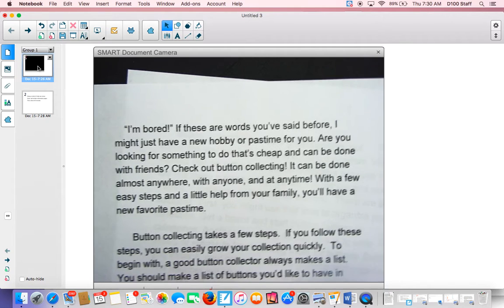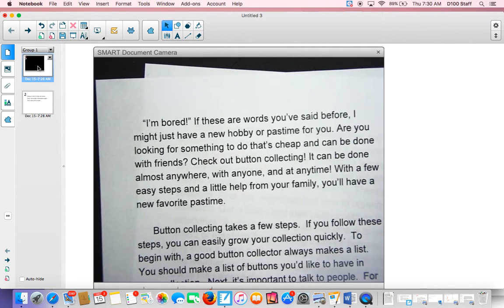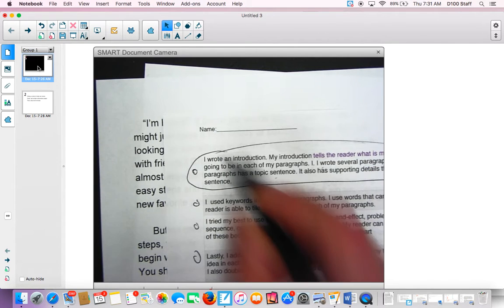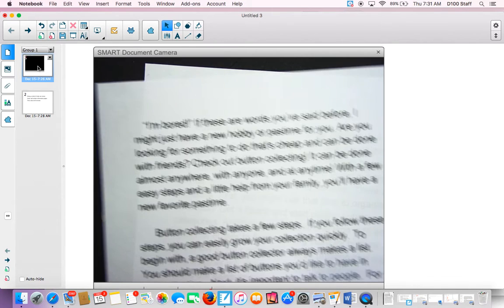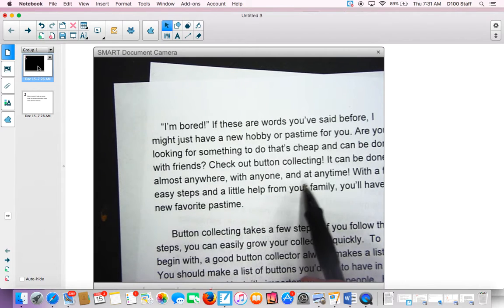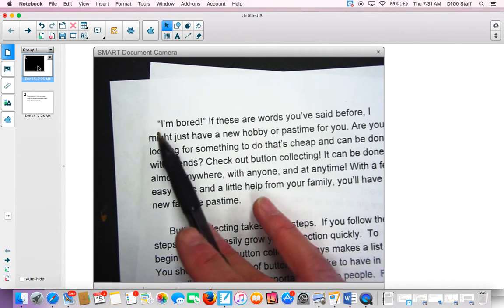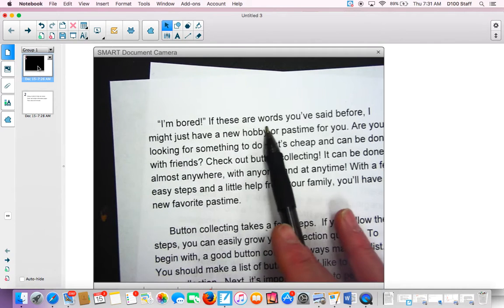Okay? Let's take a look at our paper here. This is the paper that we wrote together. So we're going to revise just this piece here. Again, I'm looking to see, did I tell my reader what's going to be in each paragraph?